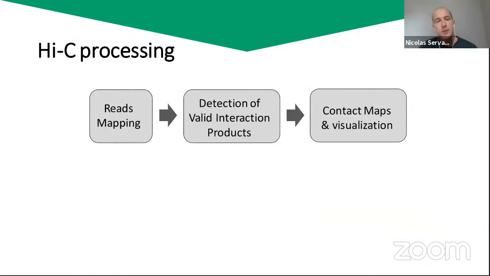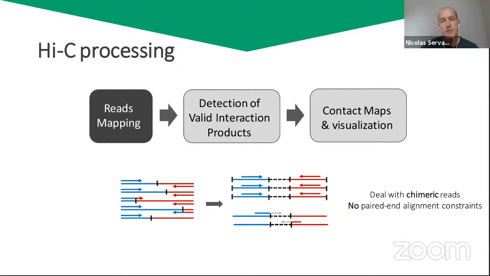Okay, if we move to HiC data analysis, again, it's quite simple, but you have 3 main steps in the analysis. The first one is the read mapping. Here you have this kind of paired sequencing, where you have the blue part, which is from the first interactor, and the red part, which is for the second interactor. And you just want to align those reads on the reference genome.